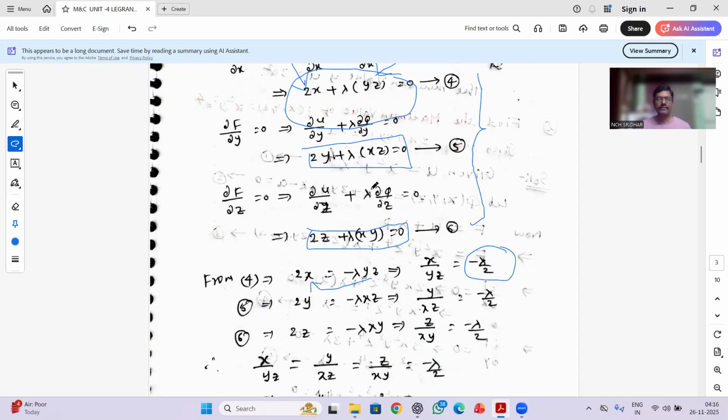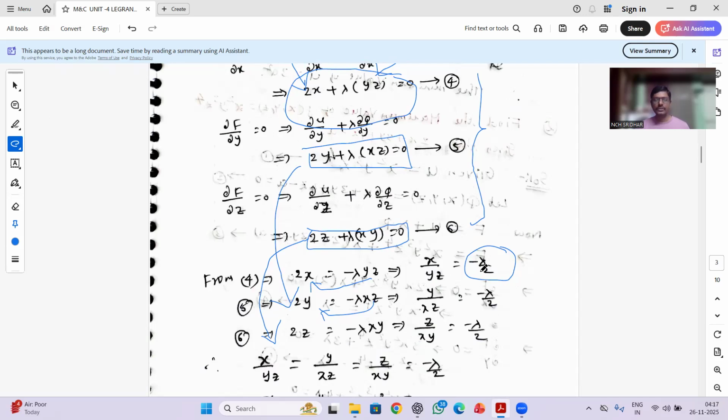Now taking the fifth equation, 2y plus lambda into xz is equal to 0. So 2y is equal to minus lambda into xz, which gives us y by xz is equal to minus lambda by 2. From the sixth equation, 2z is equal to minus lambda xy, so z by xy is equal to minus lambda by 2.